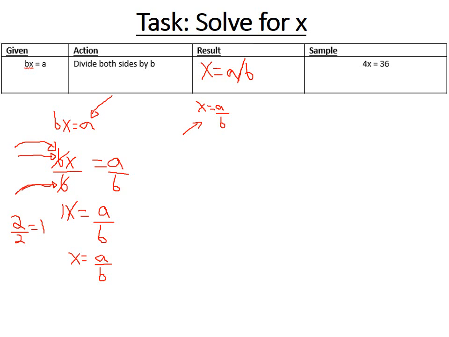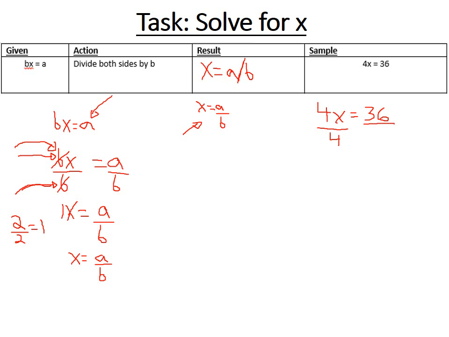So now we're going to do a sample using actual numbers. So we have 4x is equal to 36. So 4 times some number we don't know is equal to 36. And if you're good at multiplication, you can probably figure that out in your head that it's going to be 9. But let's just carry this through. So x is being multiplied by 4. The opposite of multiplying by 4 is dividing by 4. So let's divide by 4.